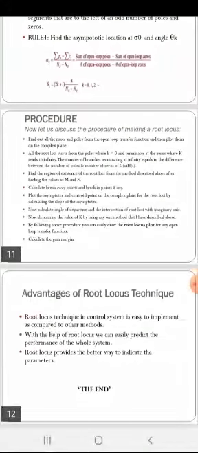There are some advantages of the root locus technique. Number one, the root locus technique in a control system is easy to implement as compared to other methods. Another advantage is that with the help of the root locus we can easily predict the performance of the whole system. The third advantage is that root locus provides a better way to indicate the parameter.